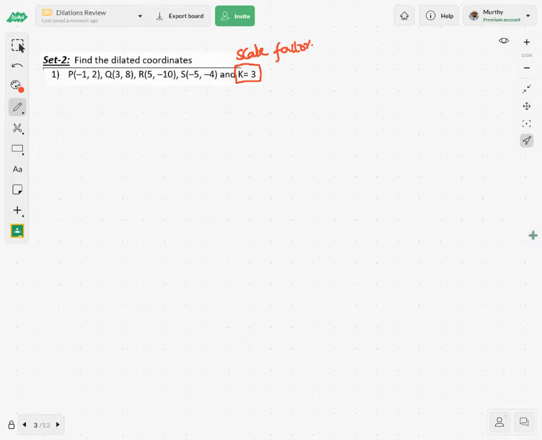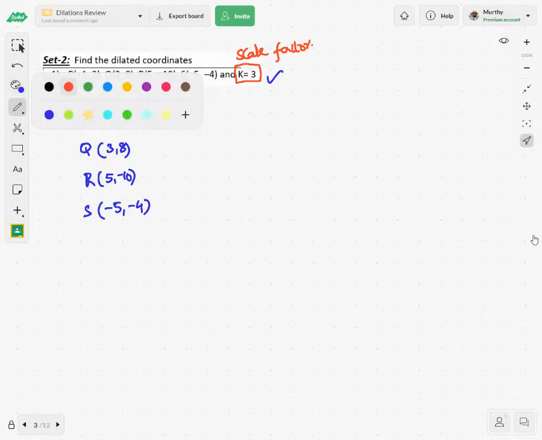Therefore, every point, just like the previous question: P is negative 1 comma 2, Q is 3 comma 8, R is 5 comma negative 10, S is negative 5 comma negative 4. And you see that the scale factor is 3. So all these values are to be multiplied by 3. It is the same as the previous question from here.